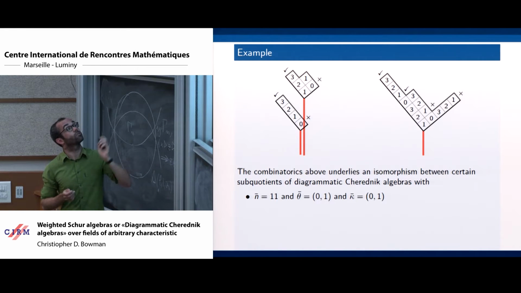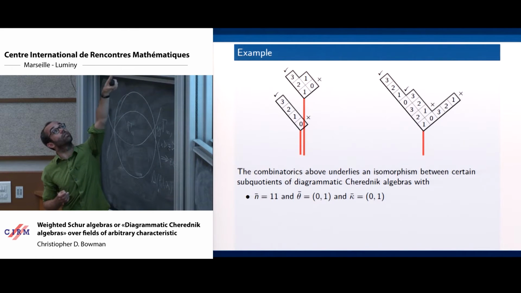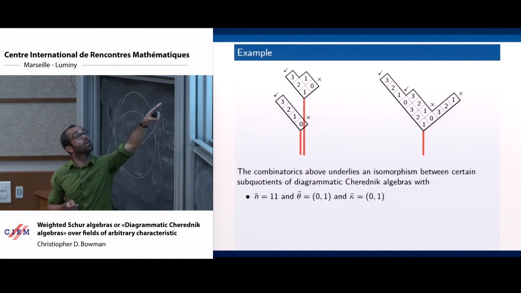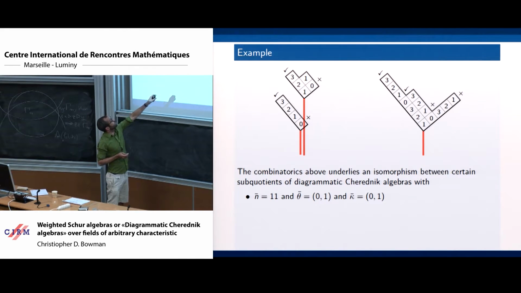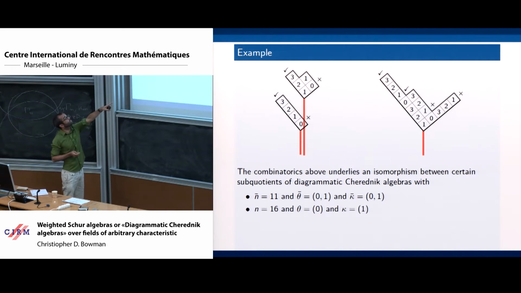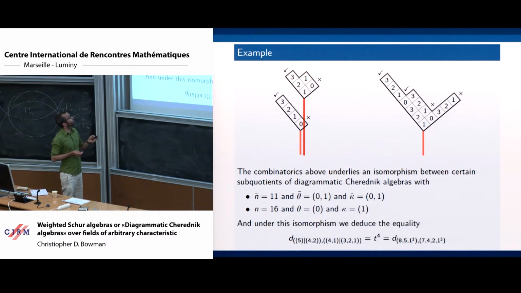So on the left, we have a Cherednik algebra with n equal to 11. So there are 2, 4, 6, 7, 8, 9 boxes, plus the 2 that I'm adding. So that's n is 11. Here, my weighting is theta 0, 1, and my kappa is 0, 1. On the right-hand side, I've got 16 boxes when you include the ones that I add, and theta is 0 and kappa is 1. But there is an isomorphism between these two subquotients of completely different Cherednik algebras.